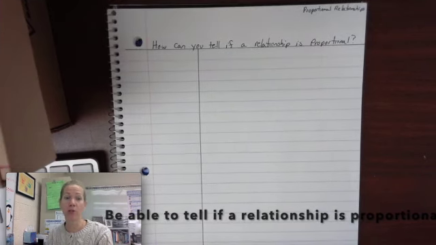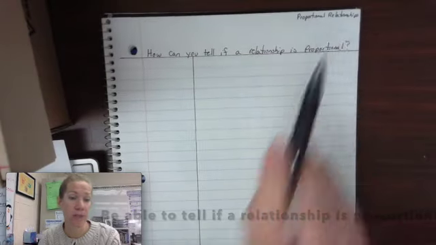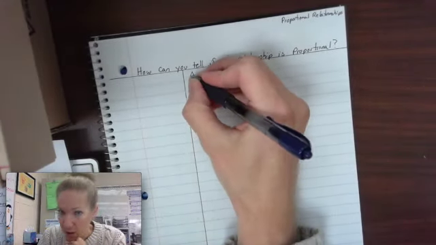This is also on page 13. So on your table of contents, you're going to write proportional relationships. The first thing is, how can you recognize a proportional relationship?